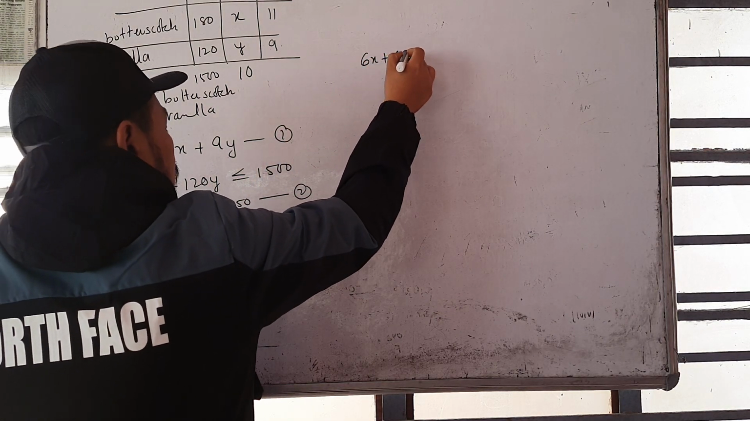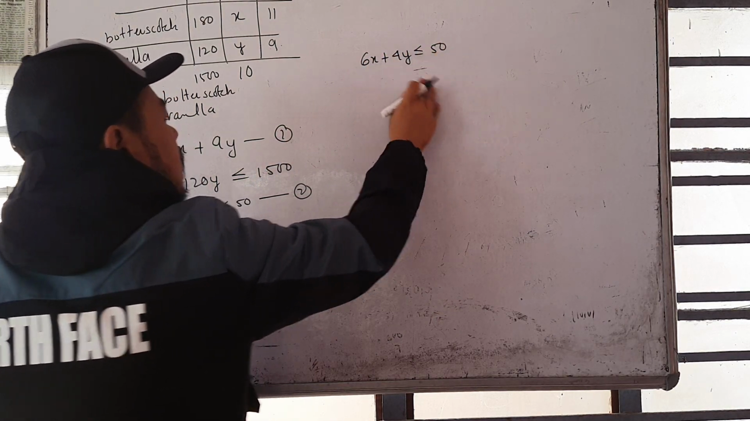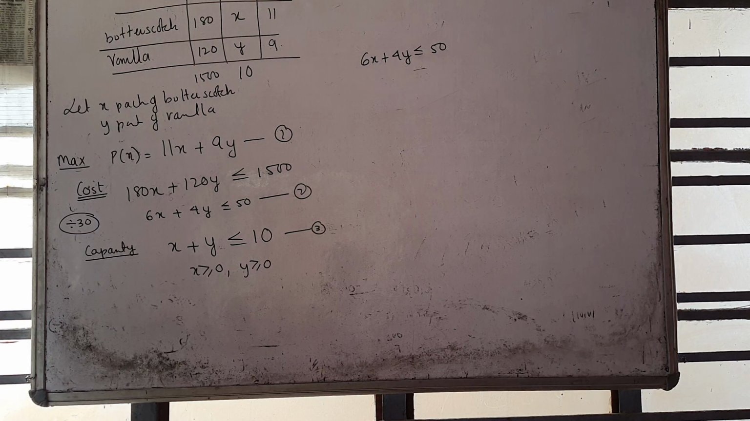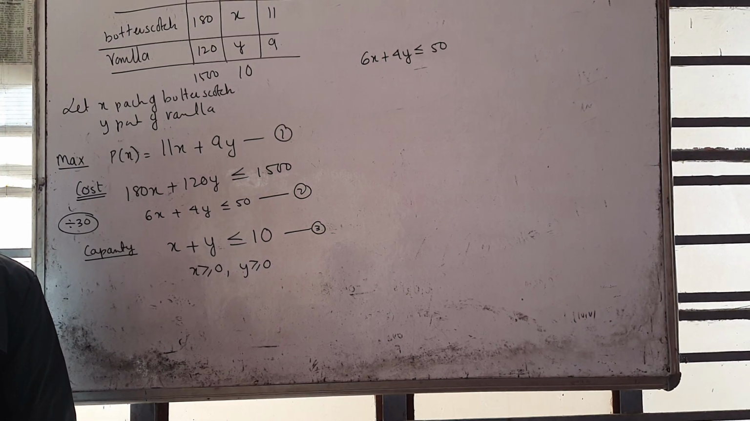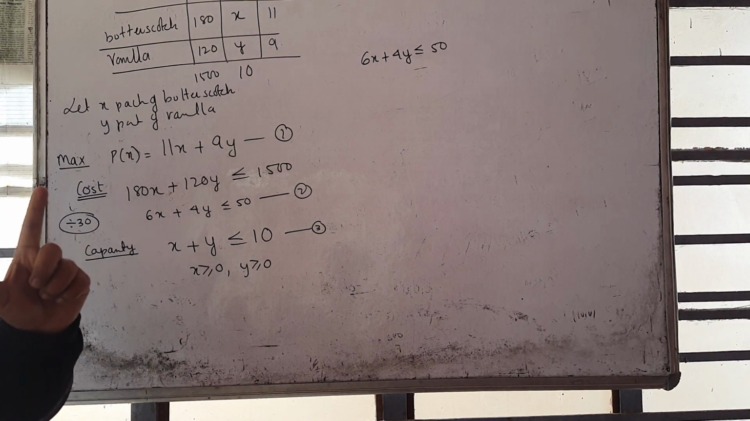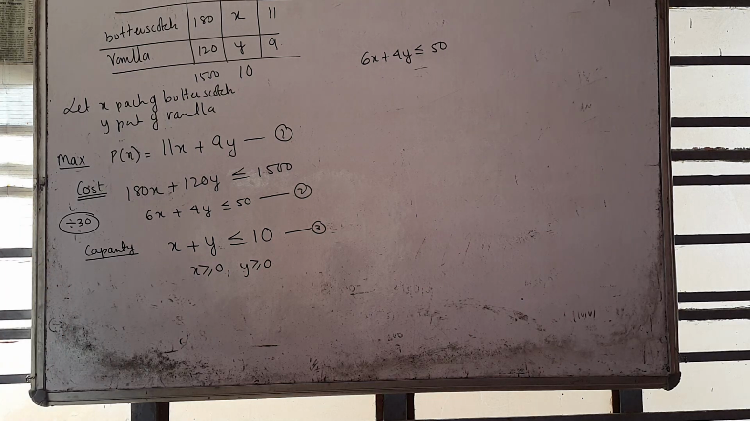6x plus 4y is less than or equal to 50. Remember how I taught you to do this, guys? You need 2 points. How many? I said two methods are there. One is called the intercept, and the other one is called the table. Is it clear?